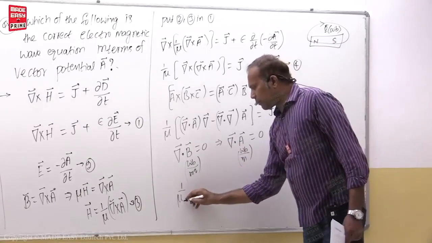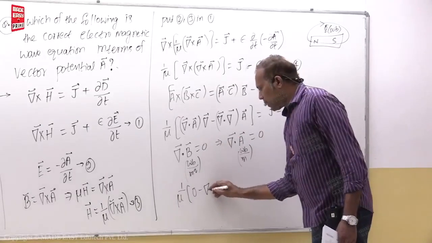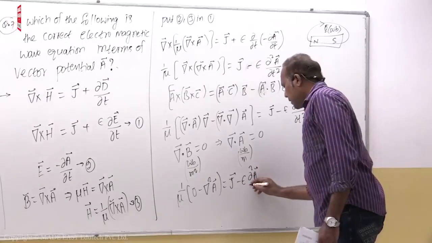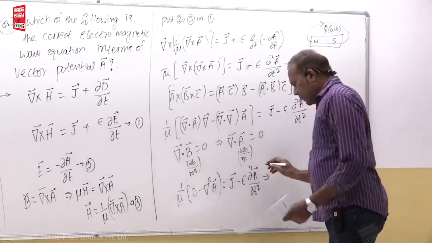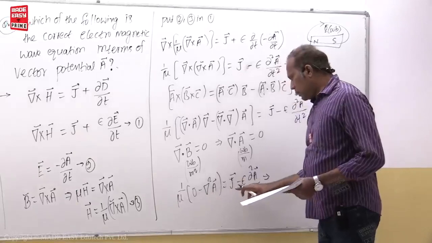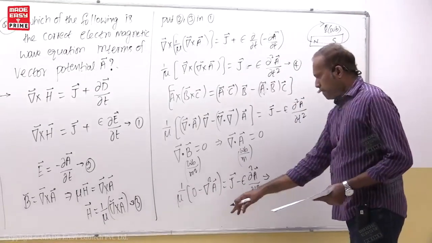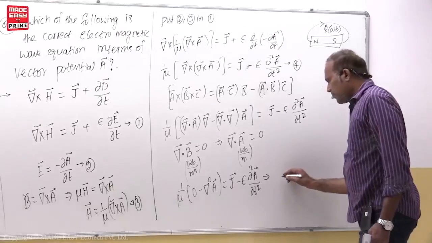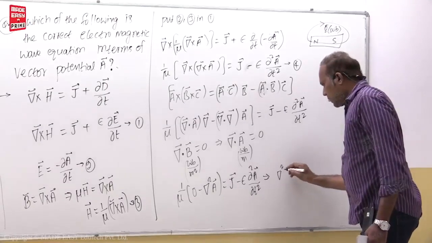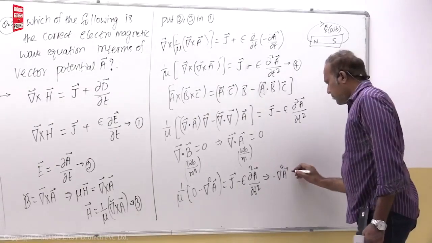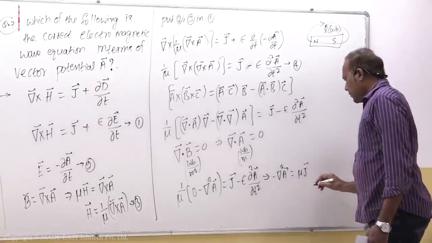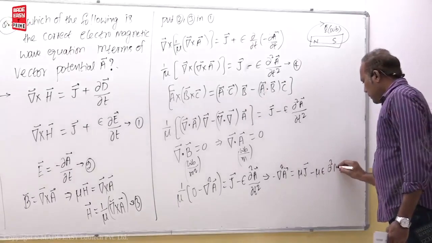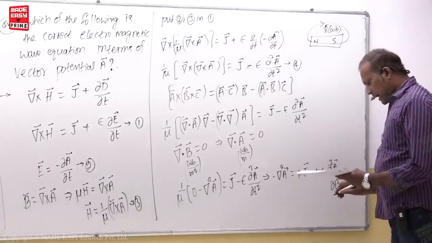Now you get 1 by mu, this del dot del is del square A bar, is equal to J bar minus epsilon dou square A bar divided by dou t square. Now in the options, he has sent this mu this side. So what you do, here minus of you take, so mu send this side. Now it becomes del square A bar is equal to minus mu into J bar, then minus mu into epsilon dou square A bar divided by dou t square, and he has kept this one side.